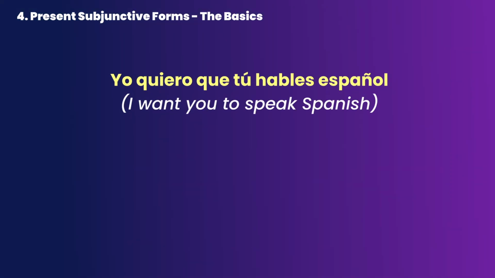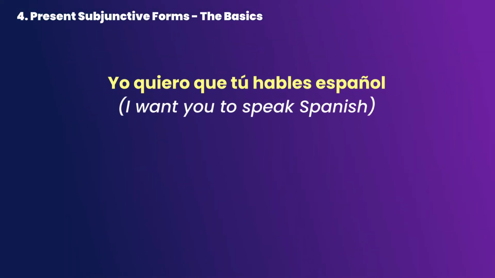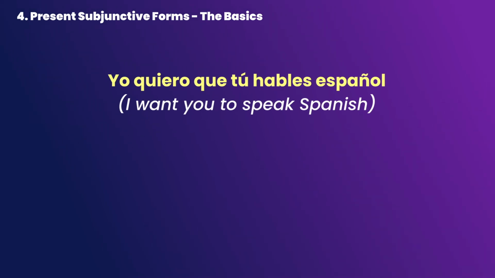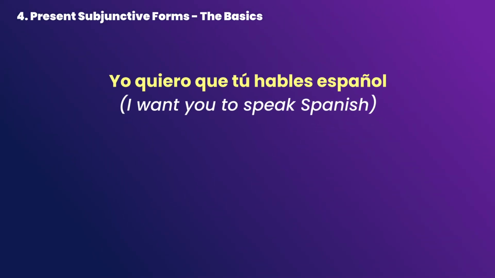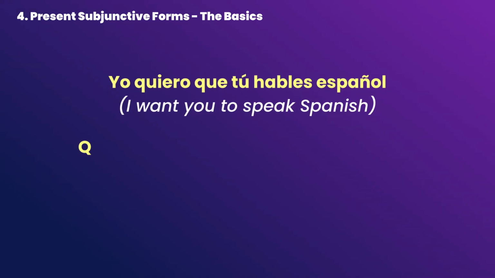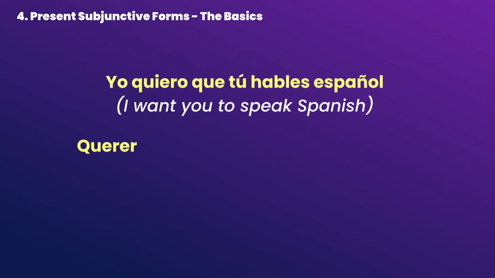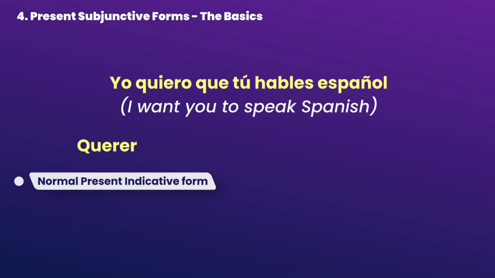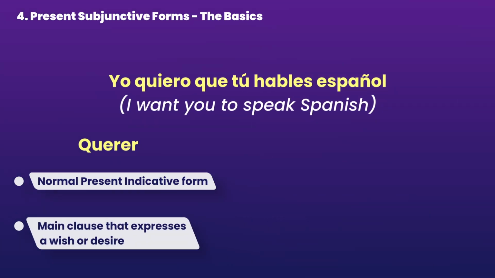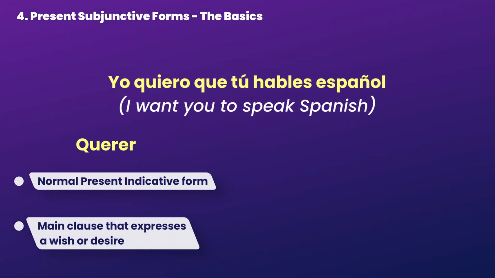Yo quiero que tú hables español. First of all, I hope you can easily see that this sentence has the subjunctive structure, so I won't go over all the details. Only the verbs. The verb querer, to want, is conjugated in a normal present indicative form, because it's a main clause that expresses a wish or desire. But what do we have in our subordinate clause?